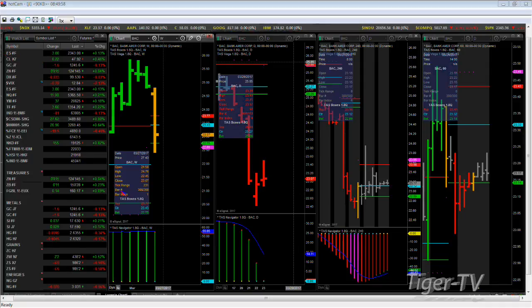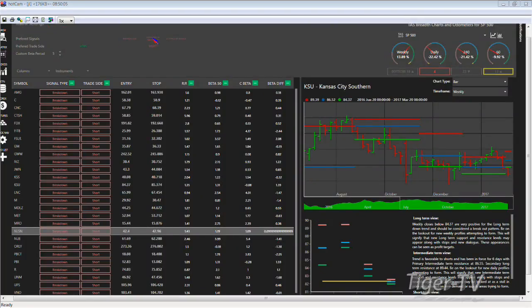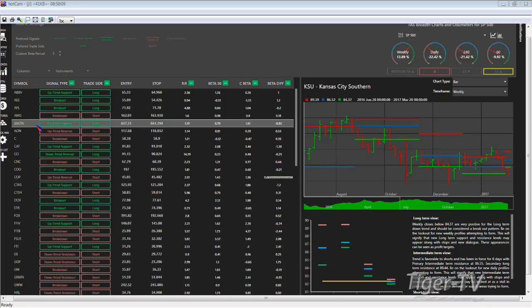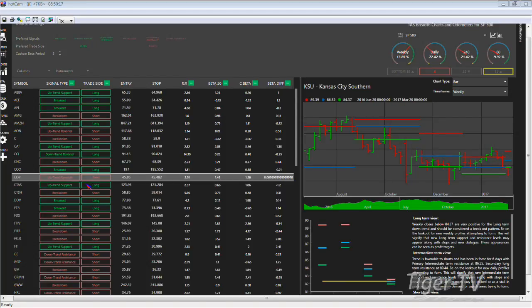Let's go to the matrix, see if that's in there. Nope. Yeah, Amazon is on this uptrend support long. Not a great risk reward there, but again, not on anybody's short list by any means.